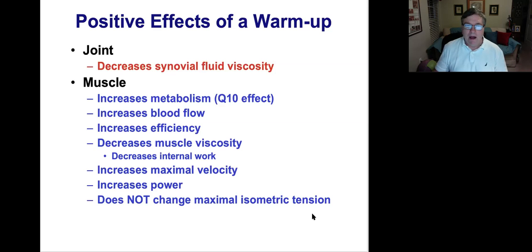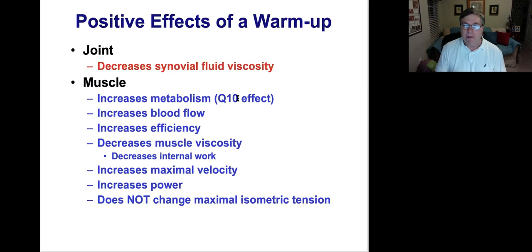So let's look at the effect of temperature and a warm-up, for example, on muscle and joint function. It can decrease the joint synovial fluid viscosity. That actually makes the joint a little easier to move. So the faster people are moving, believe it or not, the better synovial fluid works, especially as the temperature increases. So the friction at your joints is actually a little bit less.